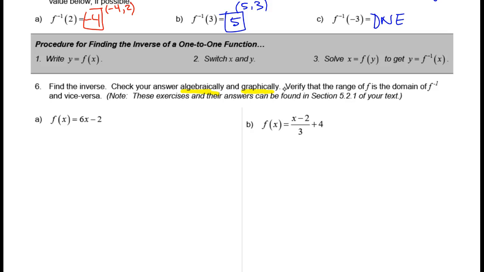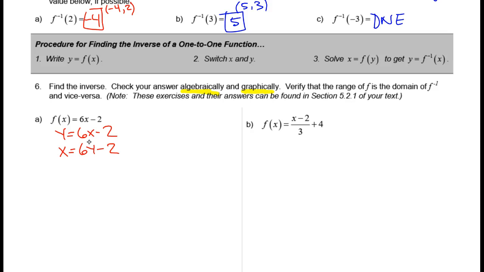So I'm going to write y equals f of x. So I have y equals 6x minus 2. Then I'm going to switch the x and the y. So that's going to look like this: x equals 6y minus 2. Now I need to solve x equals f of y, which is what I have right now, so that I have y equals something. So basically I need to isolate y, solve for y.